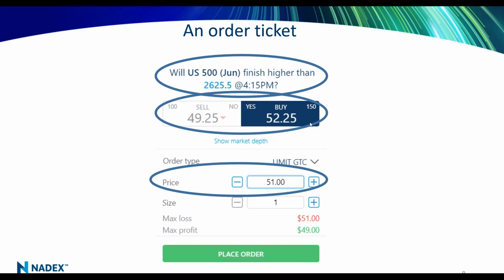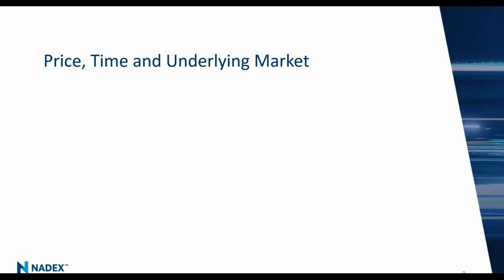So the order ticket, my statement: will it finish higher? Yes or no? The price, which is the market's prediction of the probability at that moment in time, and then the price that you put it in, and your risk reward is calculated for you before you even enter a trade. Everything is done for you on the system. Now, I'd like to walk through some examples so you can see how the price of a particular binary might change as the market changes. And I find this is kind of useful and handy.